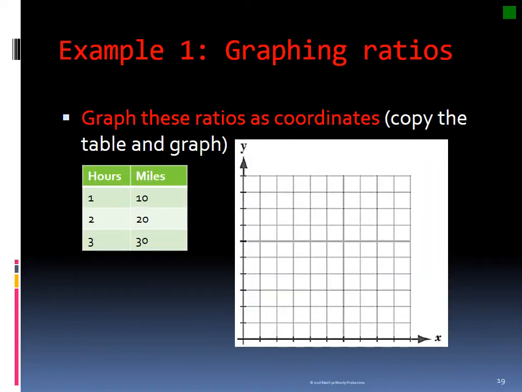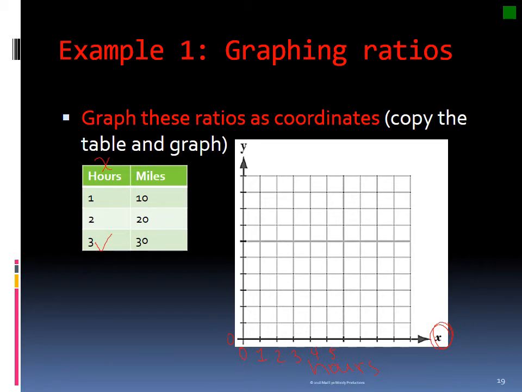Here we have an example where we are given equivalent ratios, and we're asked to graph them as coordinates. So we have hours and we have miles, and of course you want to make sure you copy this table and this graph. My first quantity is going to be my x quantity. So down here on my x-axis, I'm going to have hours. And I'm going to label this 0. We always start at 0, 0. That's the origin. 1, 2, 3, 4, 5. I don't need to go further than that because I stop at 3 in my table that I'm given.